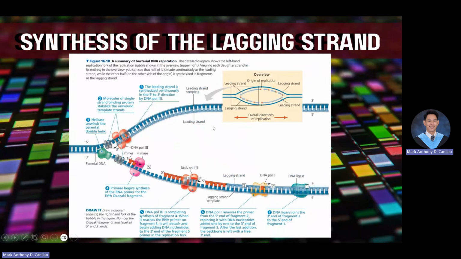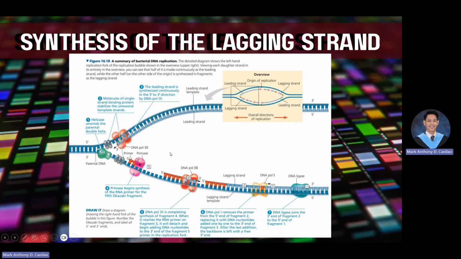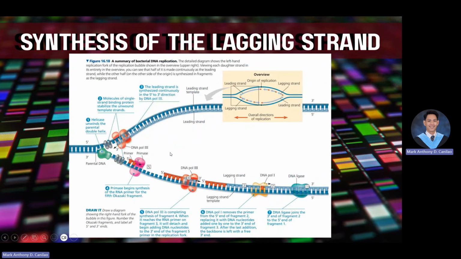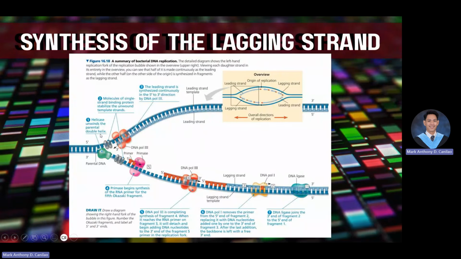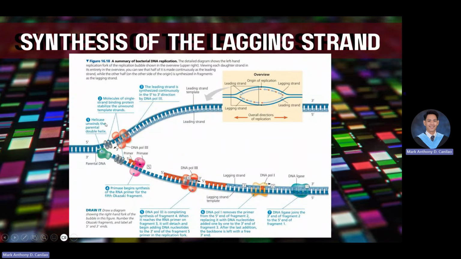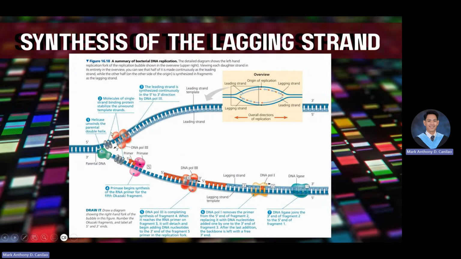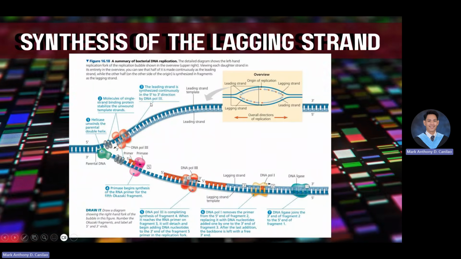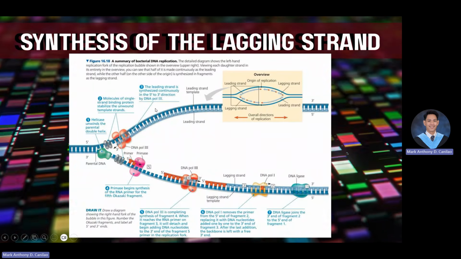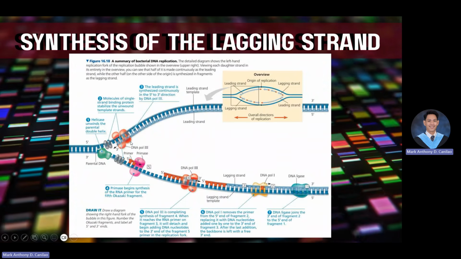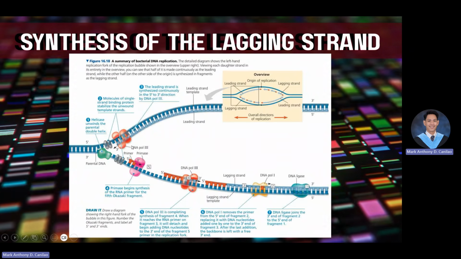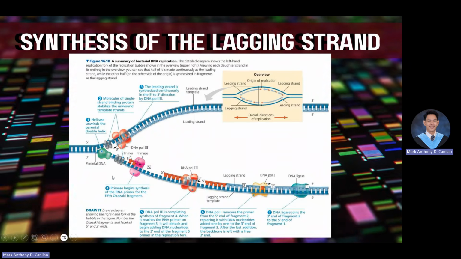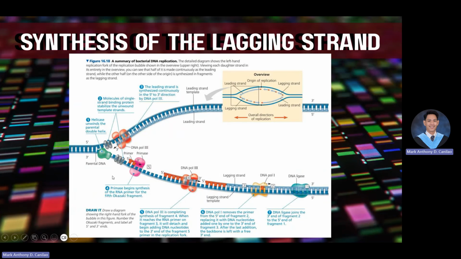So this is the whole process of synthesizing the strands. What can we see? The helicase unwinds the parental double helix. Molecules of single-strand binding proteins stabilize the unwound template strand. The leading strand is synthesized continuously in the 5' to 3' direction by DNA polymerase, so it keeps giving complementary nitrogenous bases. On the other hand, in the lagging strand, the primase begins to synthesize an RNA primer for the Okazaki fragment.